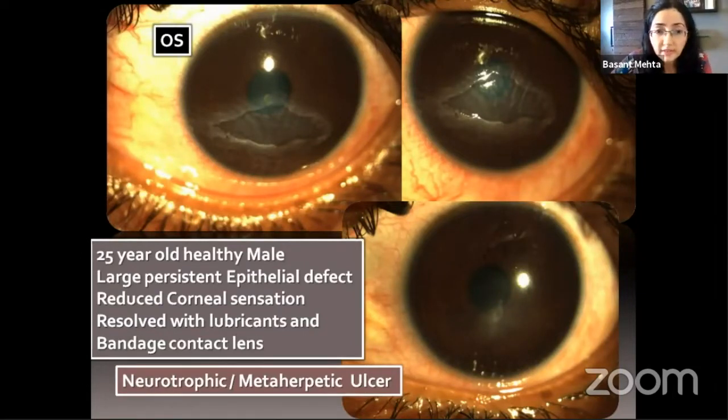So the first case is a young 25-year-old healthy male. He came to me with a large persistent epithelial defect. This was sometime in 2016, with reduced corneal sensation. This resolved with lubricants and a bandage contact lens. And I thought it's a neurotrophic, metaherpetic ulcer.